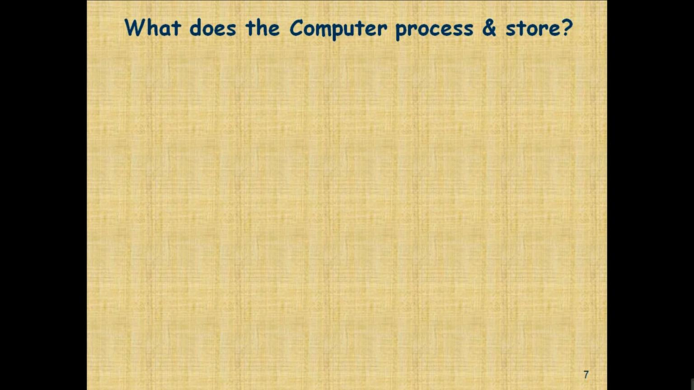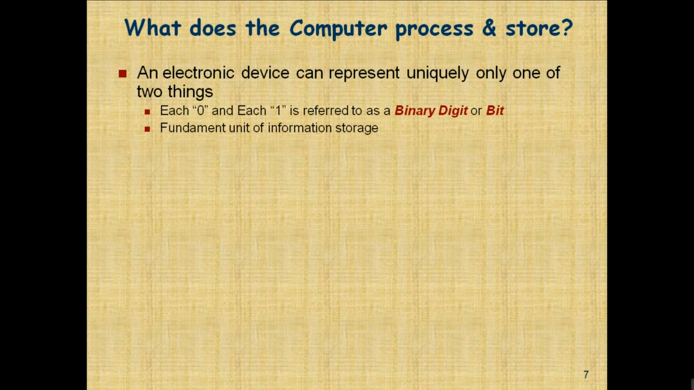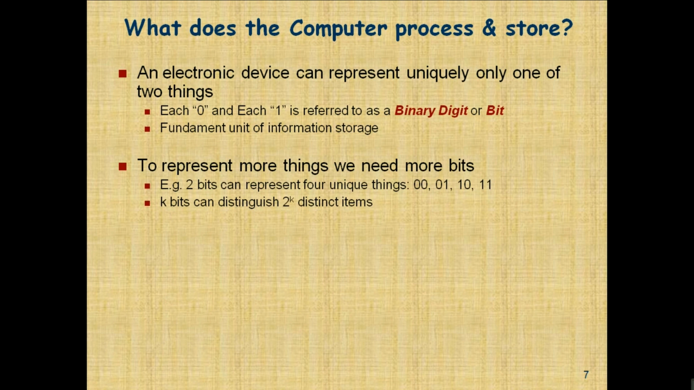Next one is, what does a computer process and store? As we discussed earlier, a computer can understand only zeros and ones. An electrical device can represent only one of two things. Each 0 and each 1 is referred to as a binary digit or bit, the fundamental unit of information storage. Whatever thing you are going to store, that is going to be stored in terms of zeros and ones.